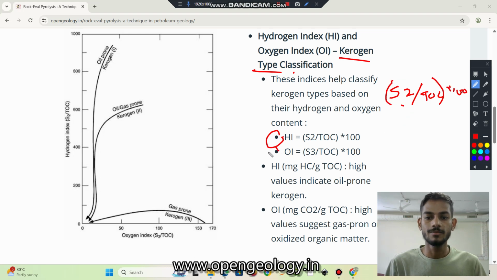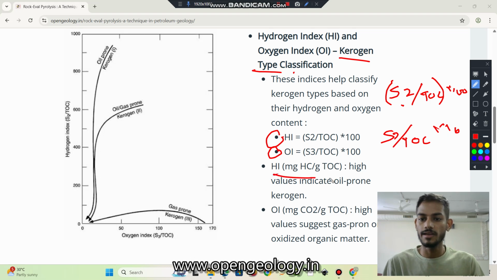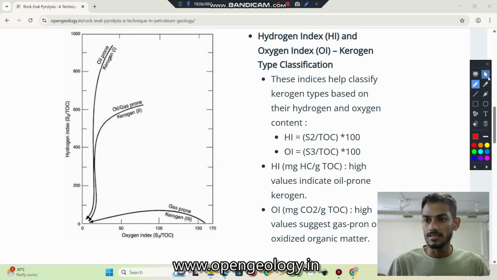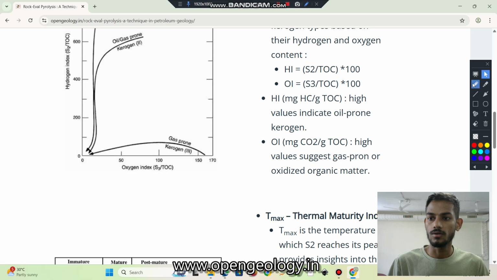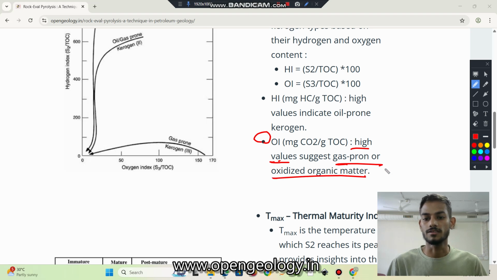Okay, and similarly OI will be calculated as H3 divided by TOC into 100. Now if the HI value is high, it indicates an oil prone kerogen, meaning the kerogen which is present is capable of producing more oil than gases. Then if the OI, that is oxygen index, is high, it suggests a gas prone oxidizing organic matter.